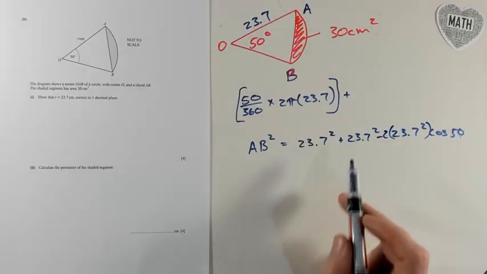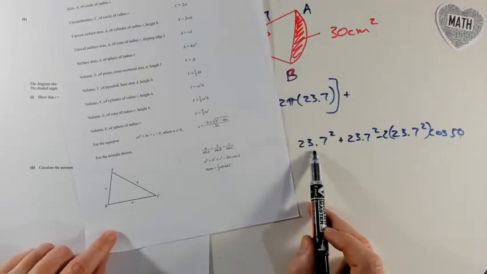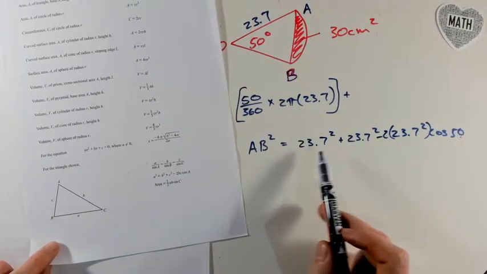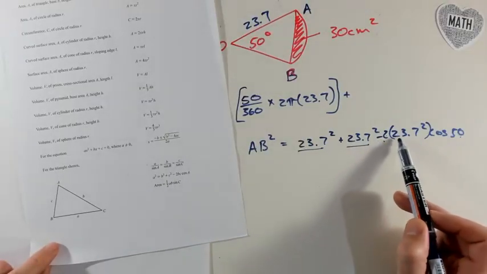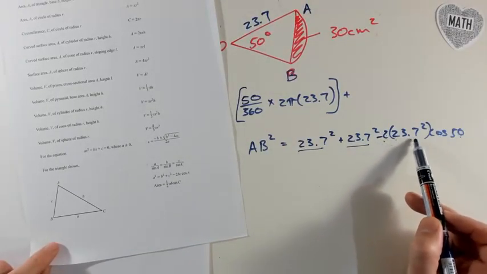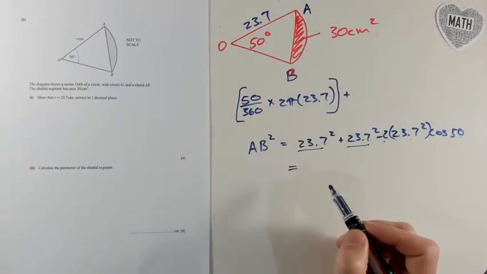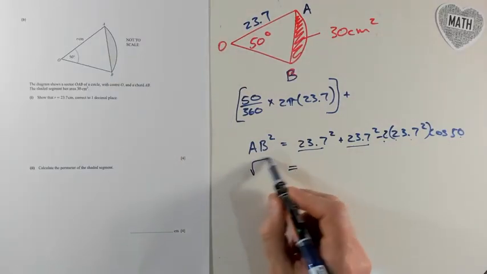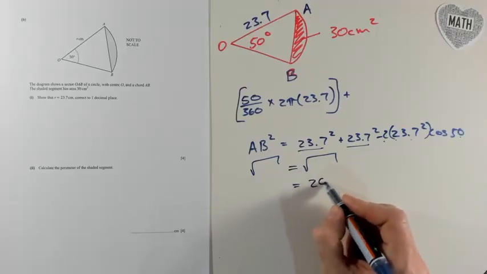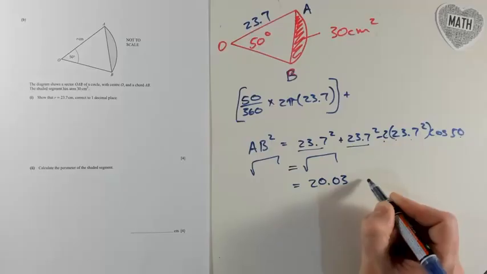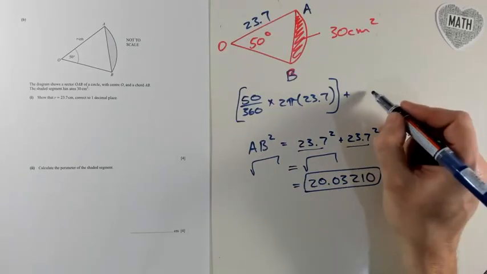Yeah, so it's B. Okay, let me just double check it here. Trying to do this just out of my head. So A squared, that's the A squared there. The AB squared. B squared, got that part. C squared, it's the same value. Minus 2 B times C, which is just 23.7 squared again, and the cosine of 50. Great. So if I work all of that out, I should get a value, and if I get the square root on both sides, I'm going to get 20.03210.